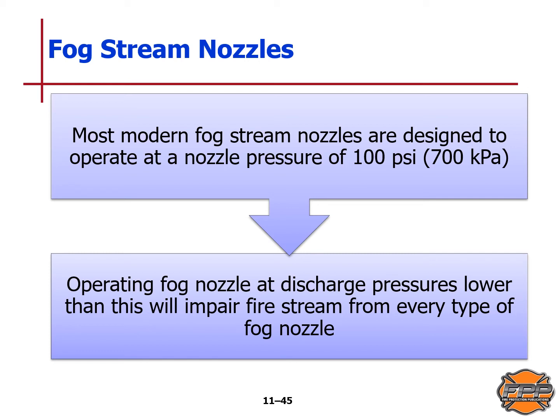Most modern fog stream nozzles are designed to operate at a nozzle pressure of 100 psi or 700 kilopascals. Operating a fog nozzle at discharge pressures lower than this will impair the fire stream from every single type of fog nozzle.